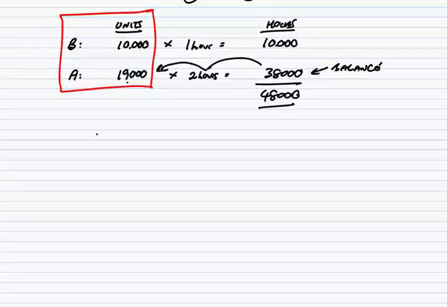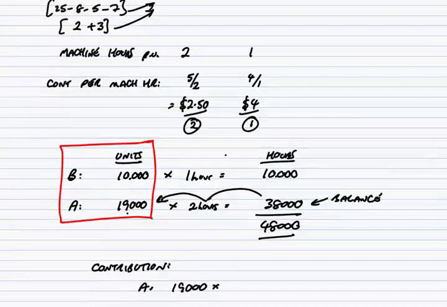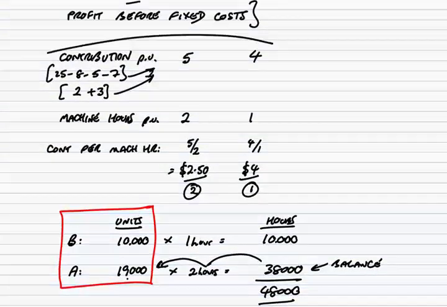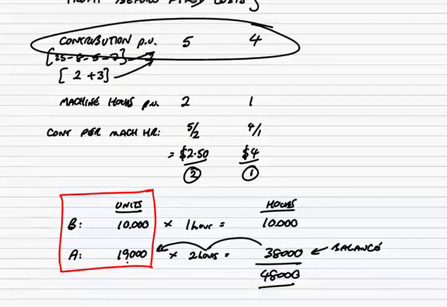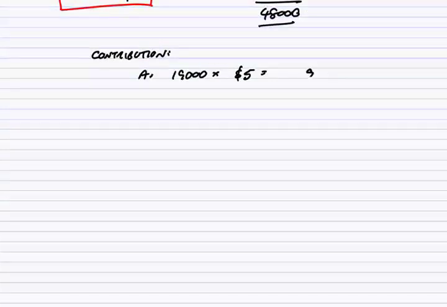Well, first of all, the contribution, that's no problem. A, we're making 19,000 units. And we worked out earlier that the contribution per unit, each A generates $5. And so in total, how much is that? 95,000.